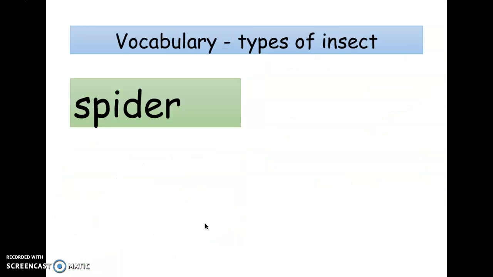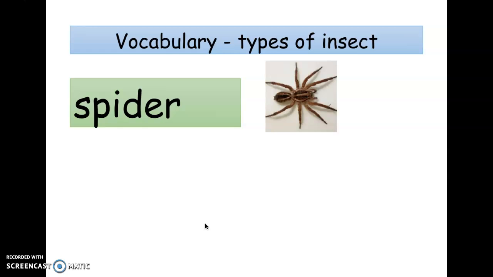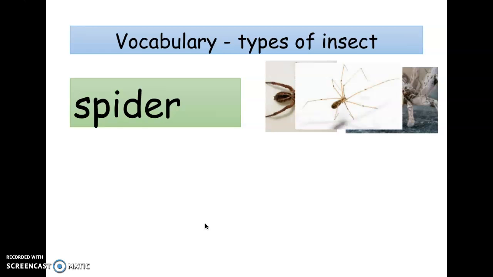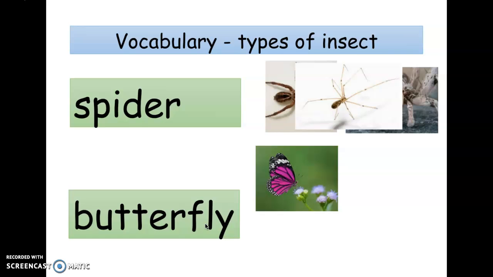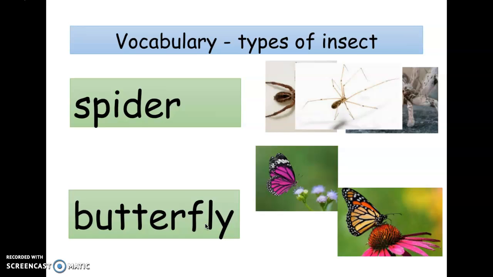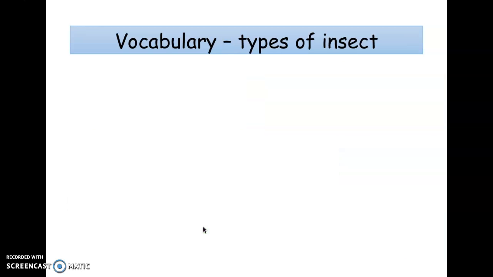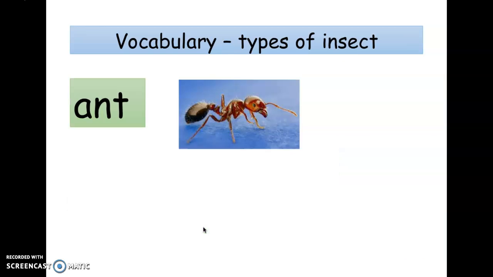Next one, let's look at it one by one. Spider. Everyone should know what a spider is. And butterfly. Butterflies are pretty. Do you like spiders or do you like butterflies? Butterflies. I would say butterfly too. Next, ant. Real ant. Cute ant.